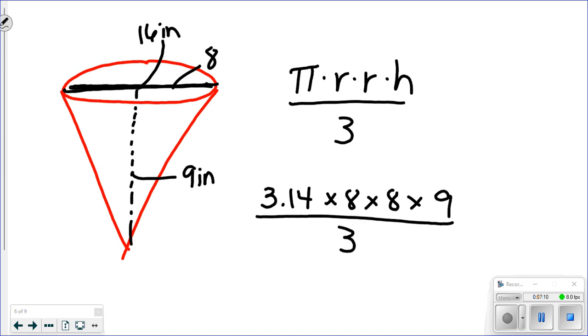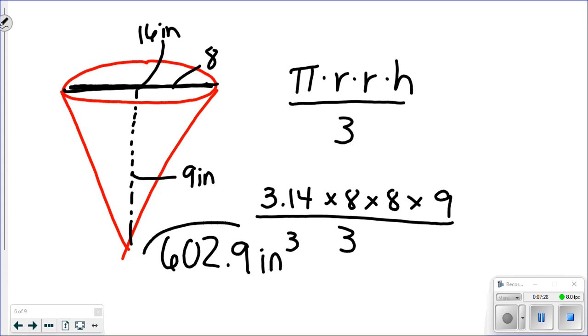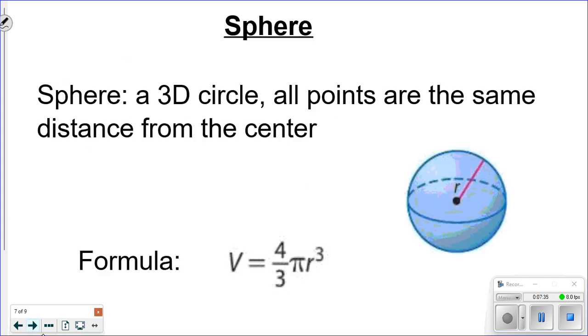So I'm going to do my top part first. 3.14 times 8 times 8 times 9 equals, divided by 3 is 602. I'm going to round to the nearest tenth, 602.9 inches cubed. Okay, so we've talked about pyramids. We've talked about cones. And the last thing we're going to discuss is a sphere, basically a 3D circle, a baseball, a softball, a basketball. That's what a sphere is.